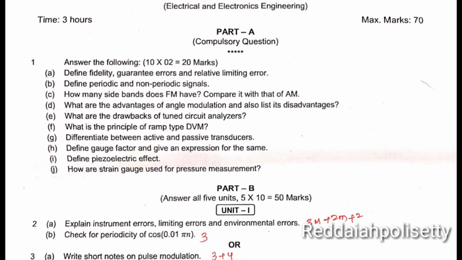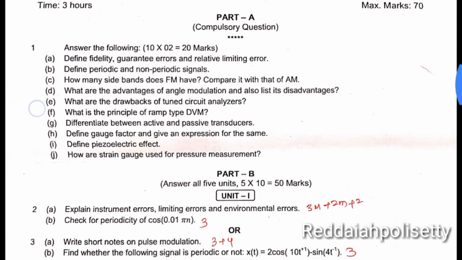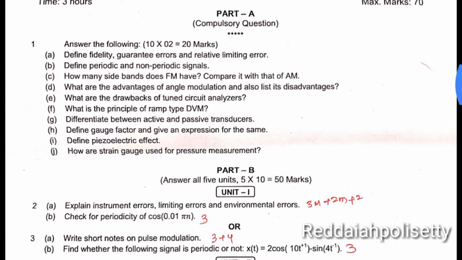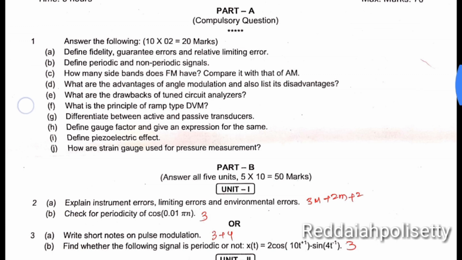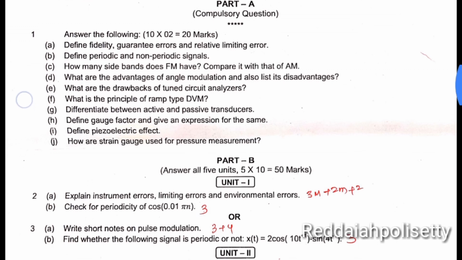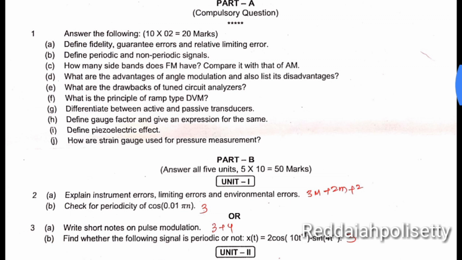What are the drawbacks of tuned circuit analyzers? That is E. F is the principle of ramp type DVM. Again, for the ramp type DVM, they may ask you to draw the block diagram, and you will get a maximum of 2 marks. Differentiate between active and passive transducers. What is an active, what is a passive transducer? Active transducers do not require power. Passive transducers require an external source. That is the difference.